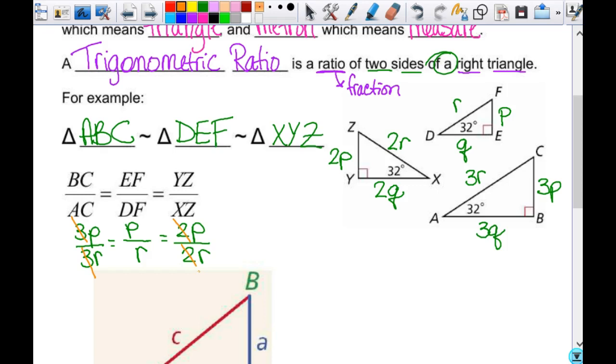There are 6 trig ratios. We only talk about 3 of them in geometry, really. I'll probably at least mention the other 3 after a while. But once you learn 3 of them, the other 3 are just reciprocals of those, so you pretty much learn all 6 at the same time anyway. You just don't even realize it.